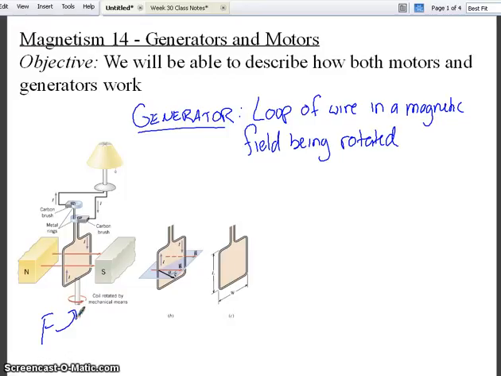Because there is a force causing this to rotate, as this thing rotates around and around, the flux is changing, which is inducing a current. So we have an induced current. This current travels to these wires, powering our devices.